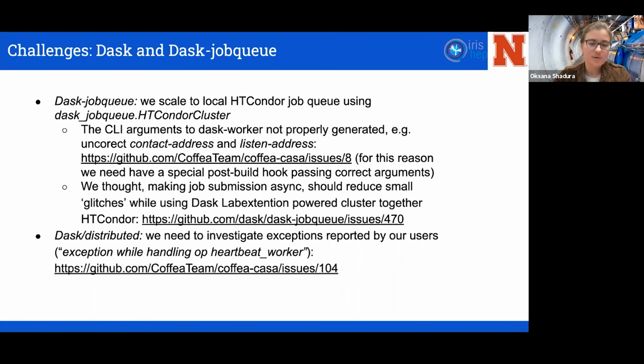Then we also noticed, since we are heavily relying on the Dask Labextension, that we thought to try to make the job submission async. I'm not sure, I still need to investigate more and collect some feedback, but we see some glitches here and there. Also, sometimes workers are dying, with an exception while handling heartbeat from worker. Not sure why. So again, I will try to ping you.